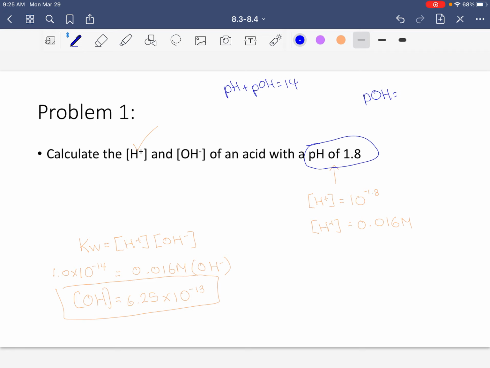If pH is 1.8, pOH must be 12.2, right? So if you take the antilog of pOH, you actually get the same number, believe it or not. I'm sure you believe me, right? So I guess that's something you can check if that sort of interests you, okay? But I'm sure you'll get somewhere close to that number.